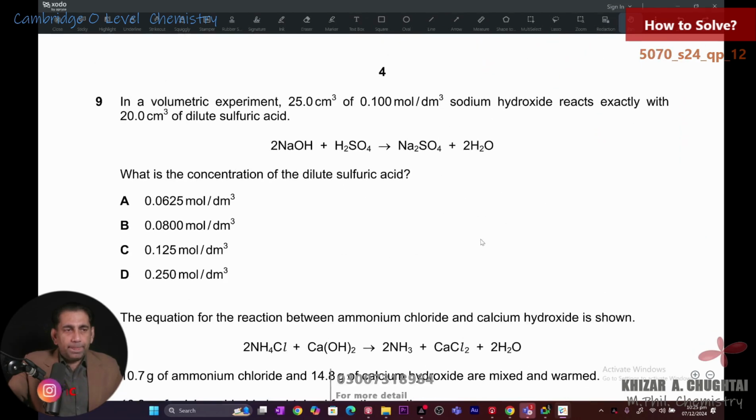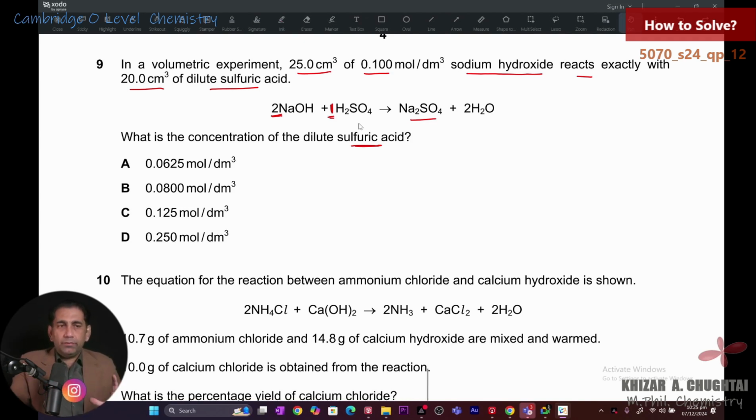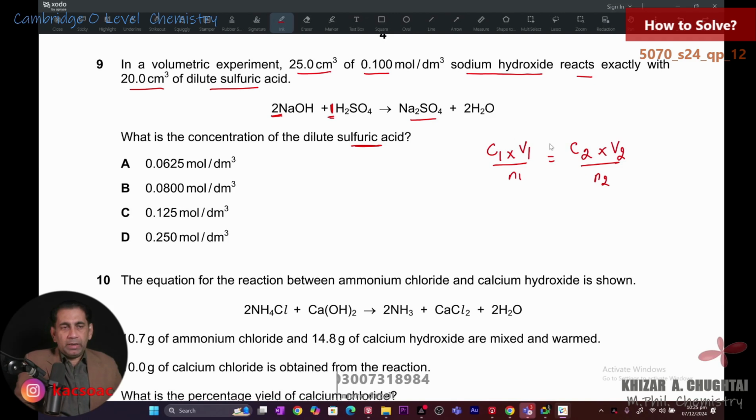Question number 9. In a volumetric experiment, 25 cm3 of 0.1 mol per dm3 sodium hydroxide reacts exactly with 20 cm3 of dilute sulfuric acid. Here is the equation: 2 mole of NaOH and 1 mole of sulfuric acid react to make salt and water. What is the concentration of the dilute sulfuric acid? Whenever you solve any question from acid-base titration, you can use this formula: C1 multiplied by V1 over N1 is equal to C2 into V2 over N2. The left-hand side may be taken for acid and the right-hand side for base or alkali.